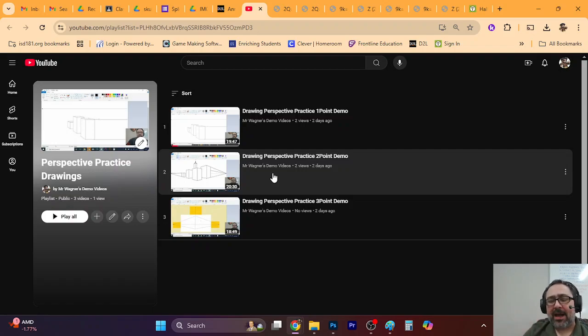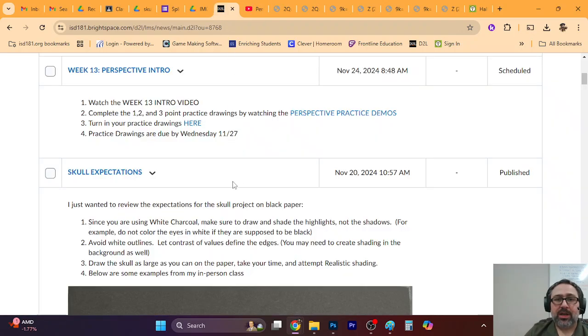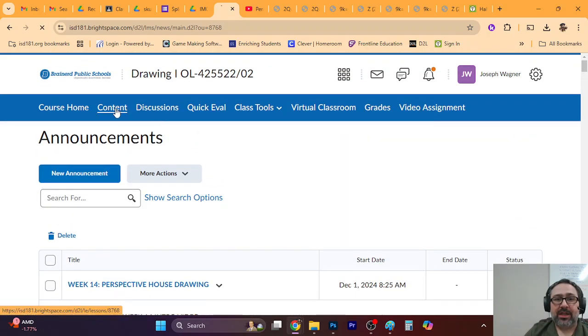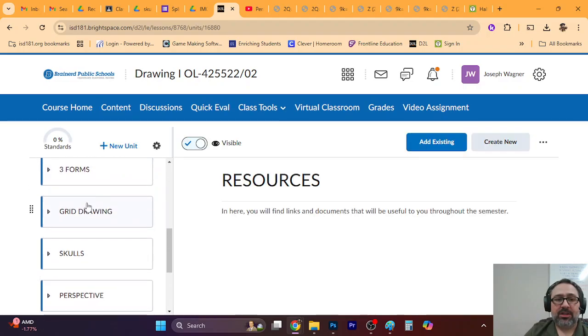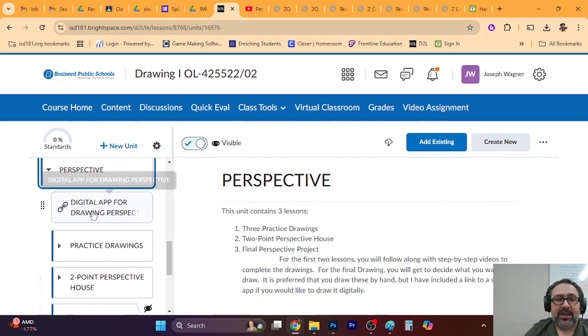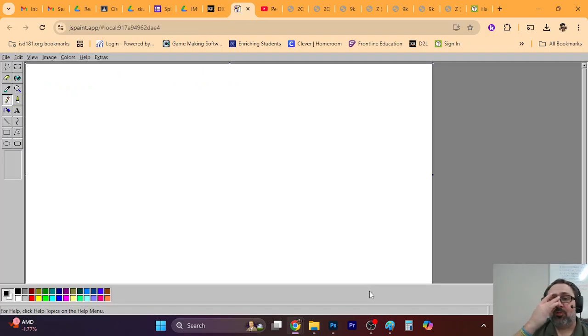If you don't have access to that, or you prefer to draw it digitally, I suppose you could do it digitally. What I did put on D2L, and you have to go to the content tab to get to this one, I didn't link it at the front. If you go into content and you go into perspective, I have a link at the top here. This is a digital app for drawing perspective. You can use any app that you want to, if you know a different one, but this is a really basic one, like the really old MS Paint. All you do is use this line tool here and you can draw straight lines with it. So this is a tool you could use if you had to draw it digitally, but I would prefer you actually draw it with a physical pencil, ruler, and paper.